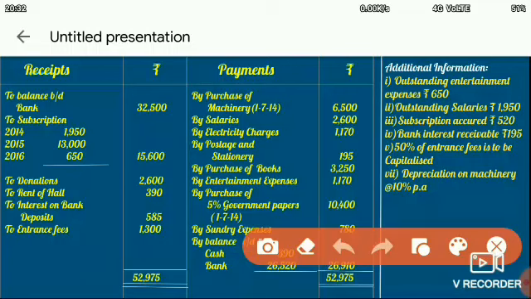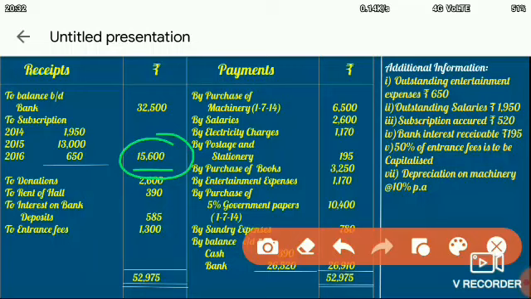When we take subscription, we can take the whole amount received in cash. Total subscription received in cash during the year was 15,600. Now we cannot show this whole amount in our income and expenditure account because the income and expenditure account is on accrual basis. So to show it on accrual basis, we have to show only for the current year, that is for the year ending 31st March 2015.